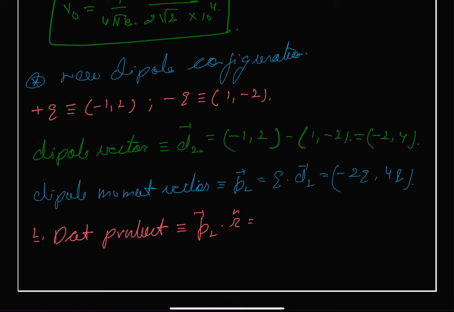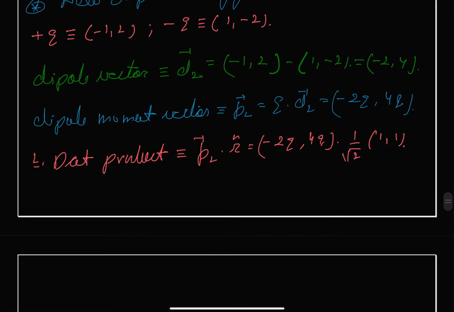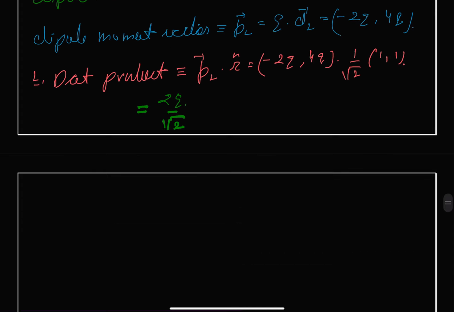So this comes as -2q, 4q dot 1 upon root 2, 1, 1. Therefore, we get that this dot product will be equal to 1 upon square root of 2, and this numerator will be coming as 2q. And we can find out the new potential.